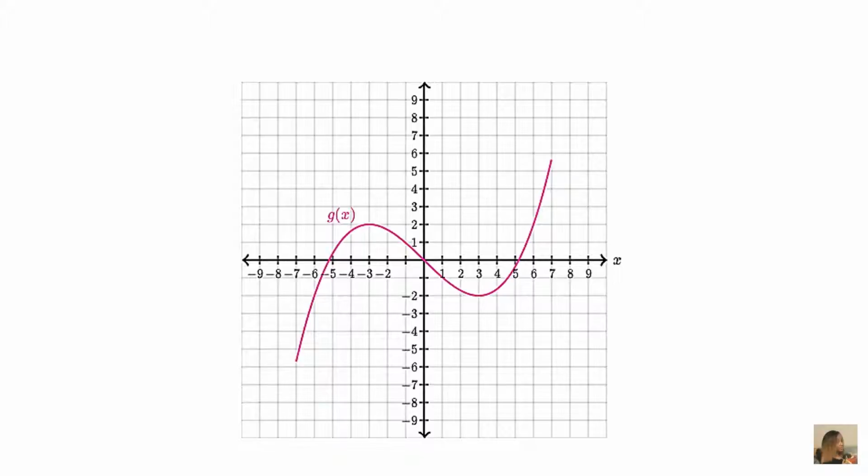Now let's ascertain whether or not option 1 is in fact a correct selection. A simple visual inspection of the function g of x reveals that it is in fact an odd function because, 1, it passes through the origin. That's definitely a requirement. And 2, it will look the same if we rotate it 180 degrees about the origin, either in a counterclockwise or clockwise direction.